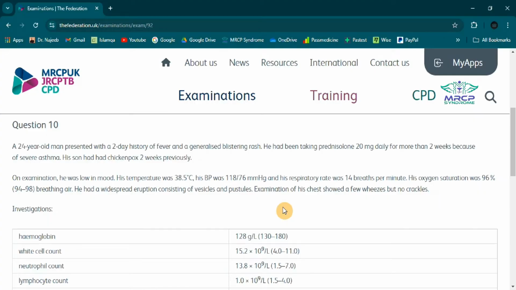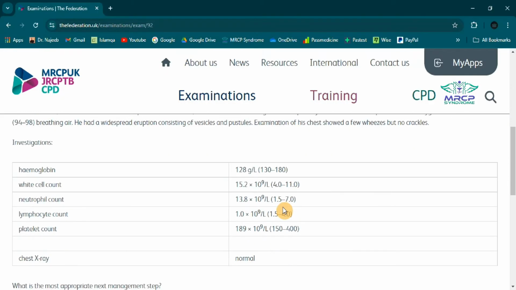A 24-year-old man presented with a 2-day history of fever and a generalized blistering rash. He had been taking prednisolone 20 mg daily for more than 2 weeks because of severe asthma. His son had chickenpox 2 weeks previously. On examination, he was low in mood. His temperature was 38.5 degrees Celsius.